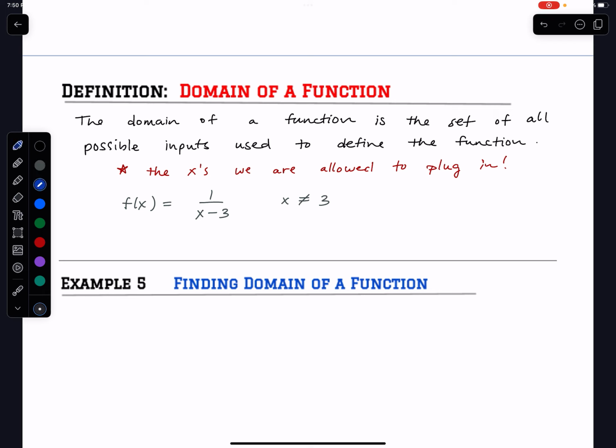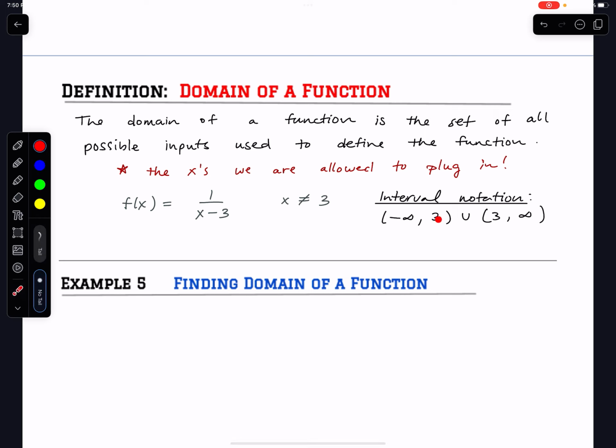But in precalculus, we're going to write it in interval notation. So if x can't be 3, but we can use any other number besides that, we write it as -infinity to 3, union 3 to infinity. Basically this is saying every number except 3, so we have to write it this way because this ensures that we skip 3. If we write a bracket here, that means we can use 3. Parentheses means you can't use it, and we also use parentheses for infinities.